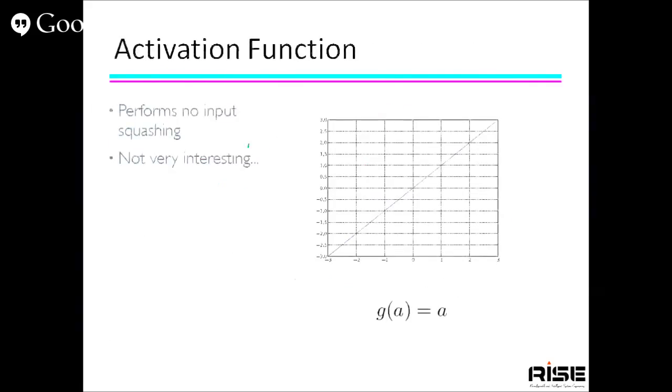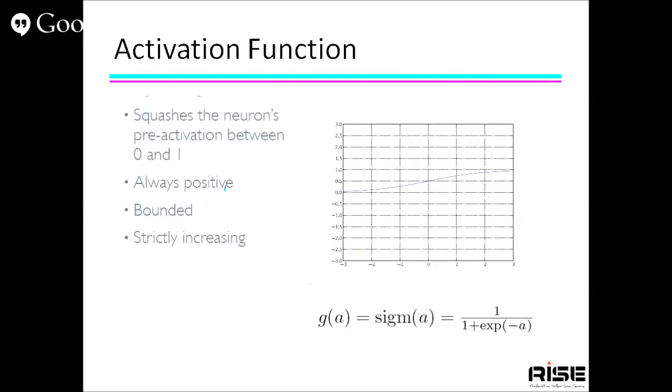The first activation function that we are going to see is g of a equals a. This means you have some pre-activation, which is b plus w transpose x, and you just give it as the output without any additional operation. So it performs no input squashing. If the input is -1, the output is also -1, and so on. So this is not very interesting. We will see some other activation functions.